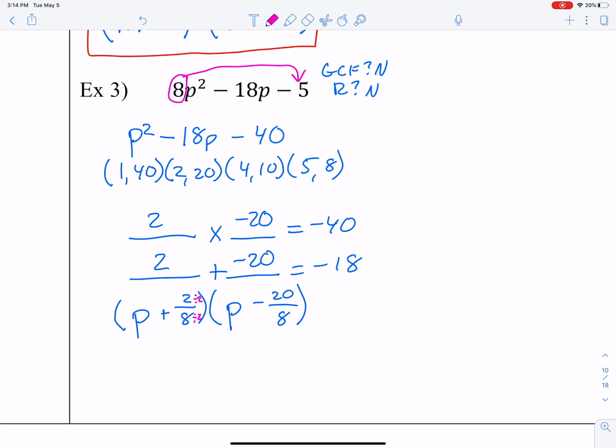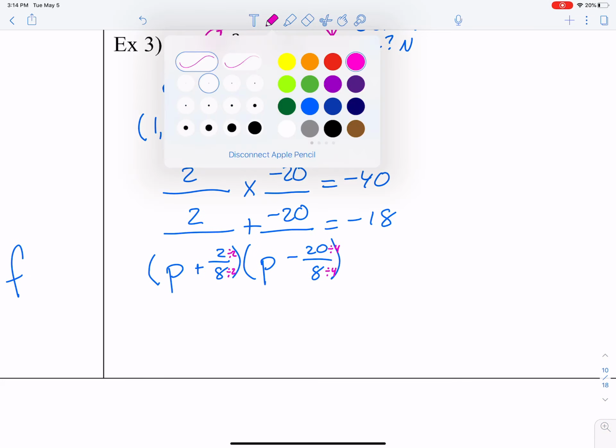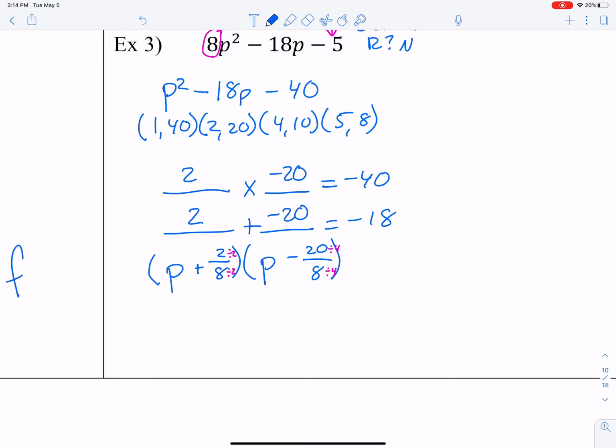20 over 8, same thing. I can simplify it, but I can't remove the fraction completely. Here I can divide the top and bottom by 4. Okay? So that gives me P plus 1 over 4, P minus 5 over 2.